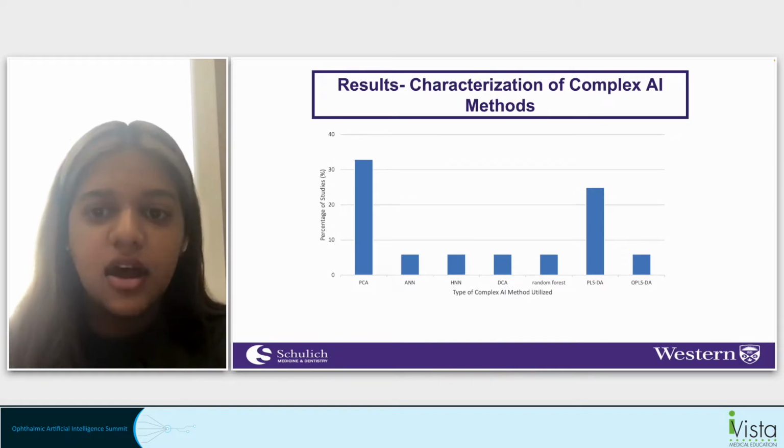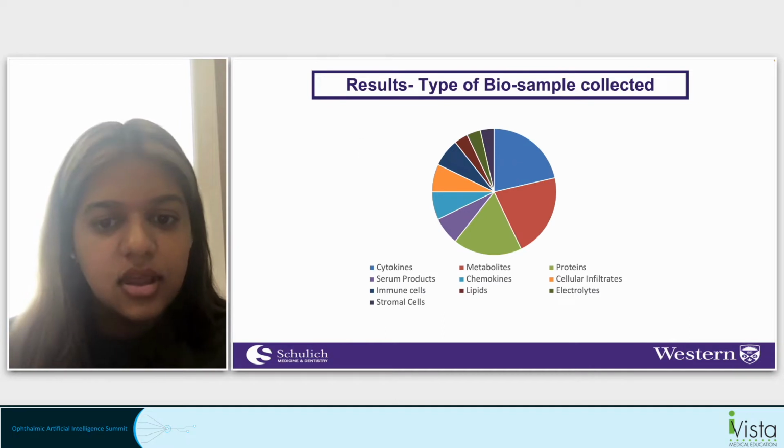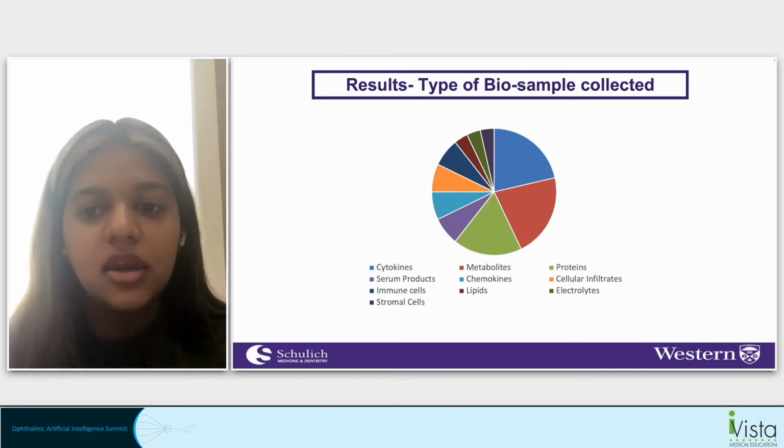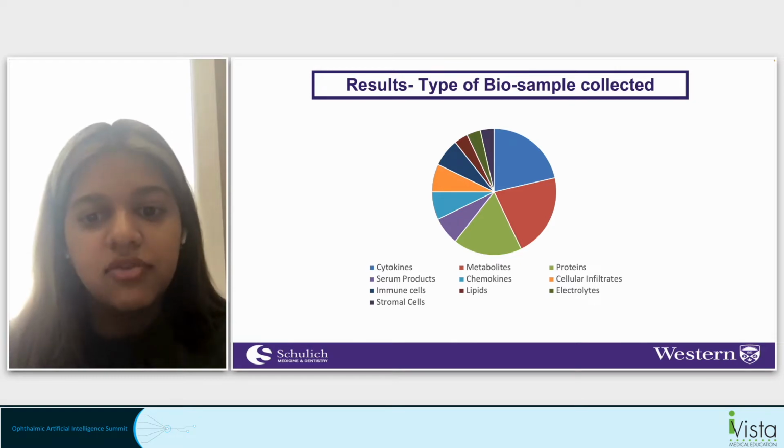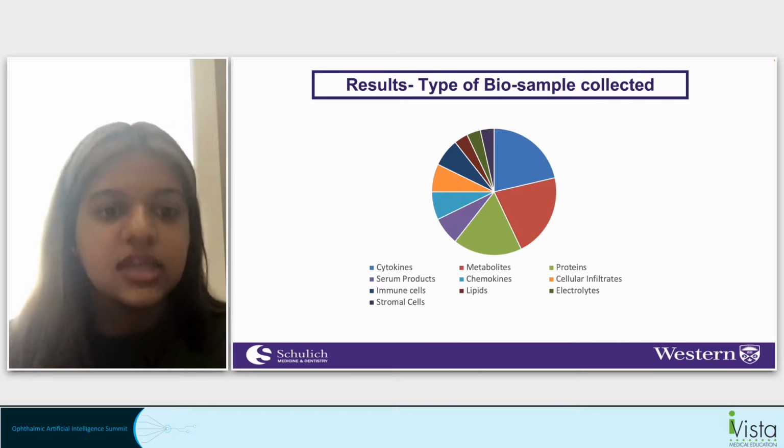Upon characterization of the complex AI methods, we found that principal component analysis was most commonly used, followed by partial least square discriminant analysis. The biomarker sample types most commonly collected was tissue for uveal melanoma in the form of enucleated eyes and aqueous humor for uveitis. Additionally, biomarkers varied across all studies, with the most common being cytokines, metabolites, and proteins. Furthermore, the number of individual biomarkers analyzed varied from 1 to 4,386 per study.